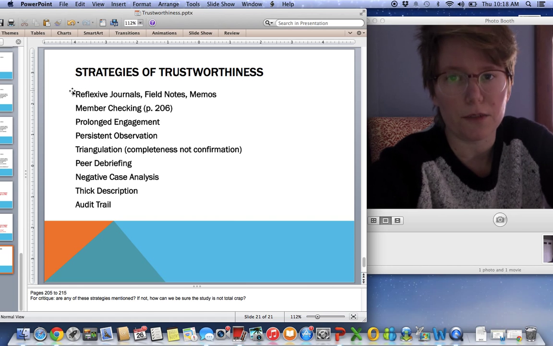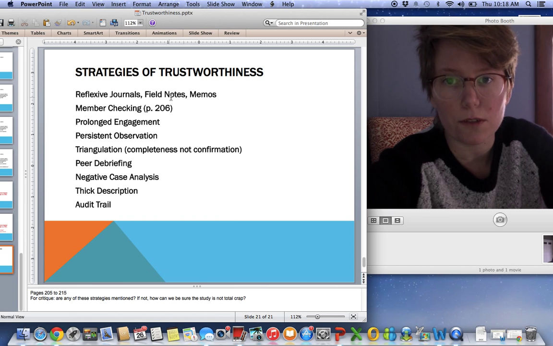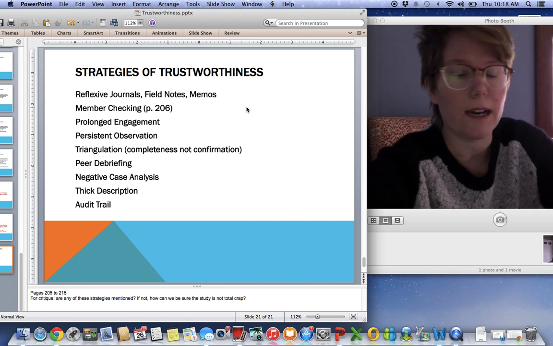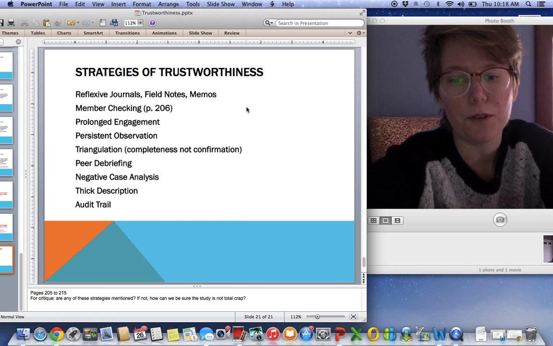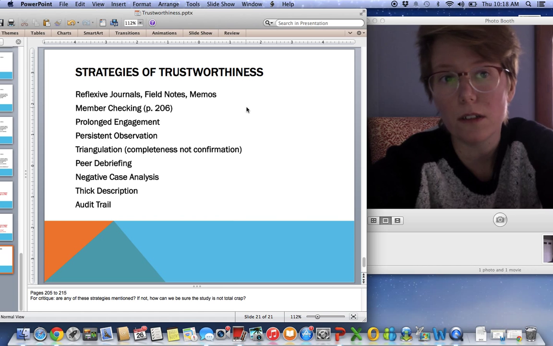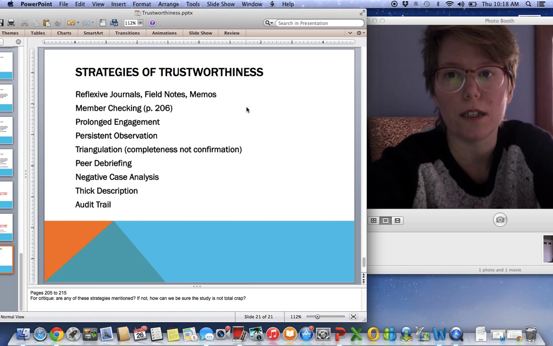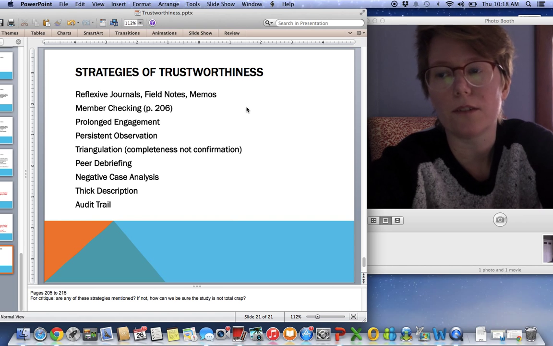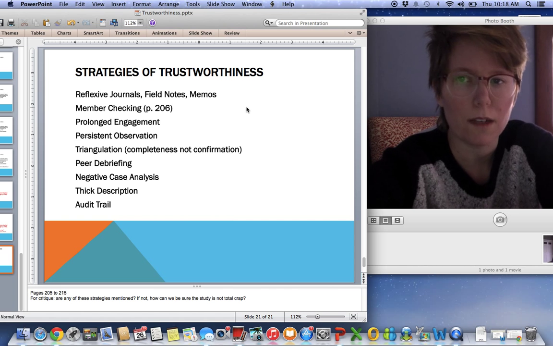How you build a case for trustworthiness is you engage in these activities. Reflexive journaling, which we talked about last week, field notes, memos. So this is how the researcher is working through their own material in the process of the research. So if you're doing the kind of study where you have to go spend time out in the field, in a community, take notes so you're not working 100% from memory, so that you're working with your own material, all that stuff.